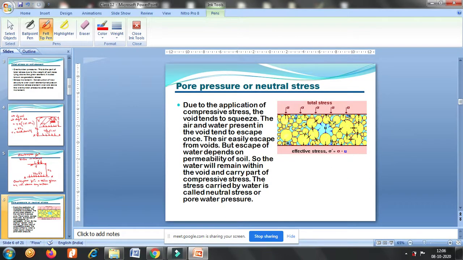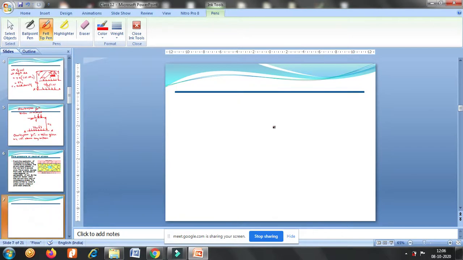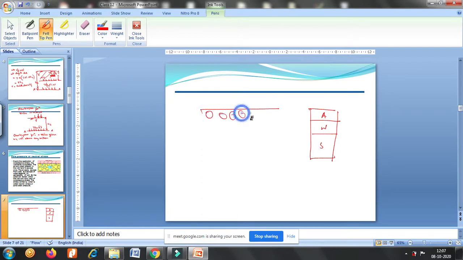Now, there is another term called the pore pressure or the neutral stress. Now, let me go to the next slide. Suppose this is the soil mass. We know the soil is a three-phase system, in which one portion is air, one portion is water, and the soil solid. In the ground, it is like this. These are the soil grains, and there is some void in between, and these voids are filled with water. So it is like this.